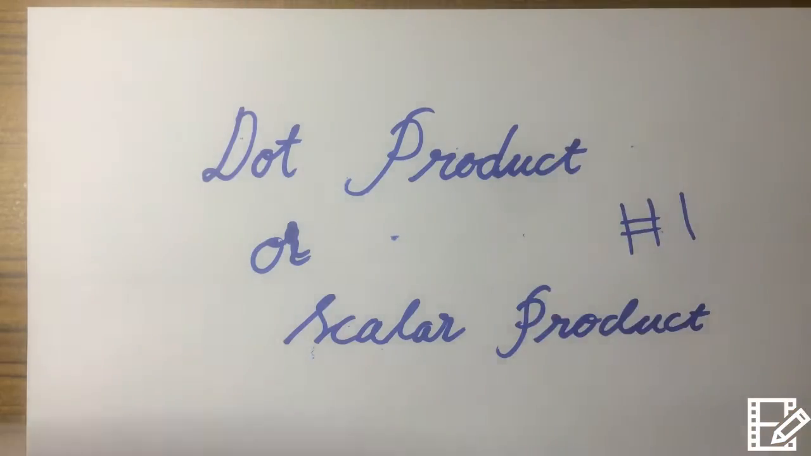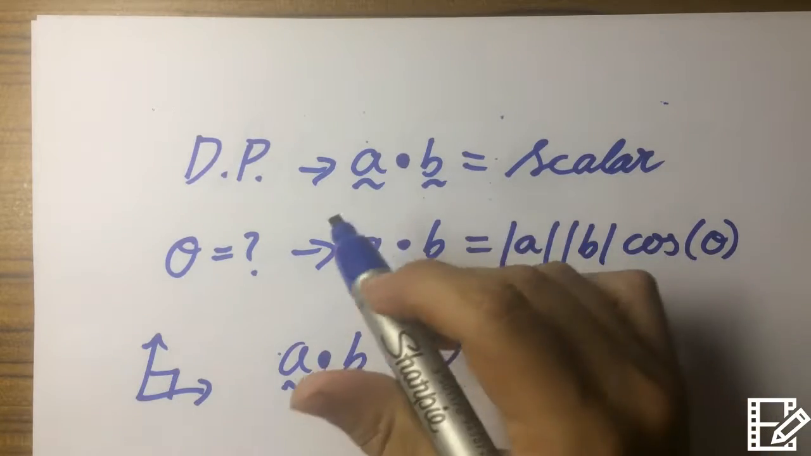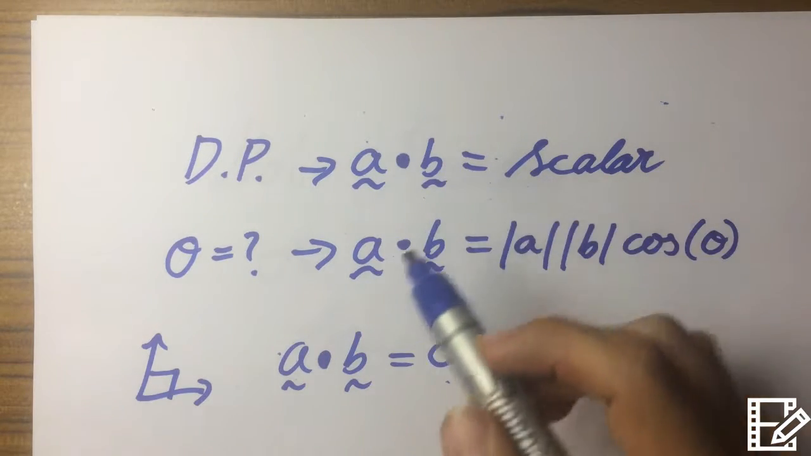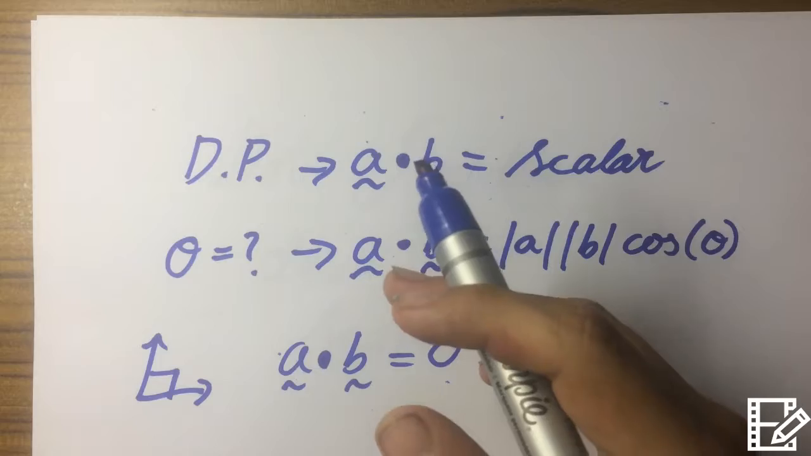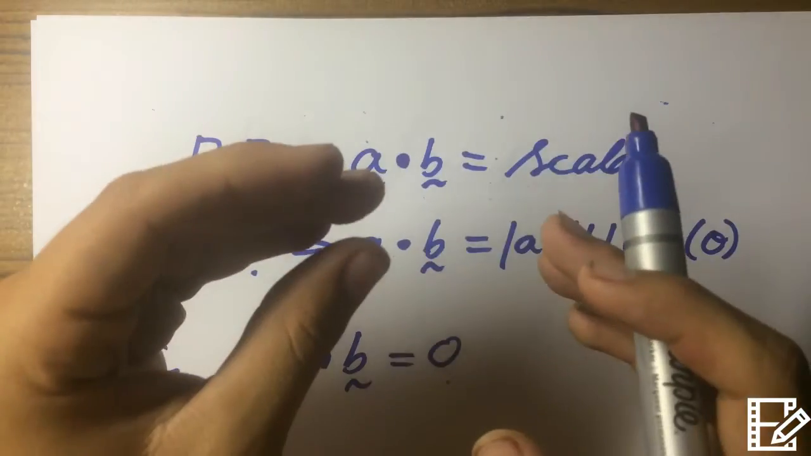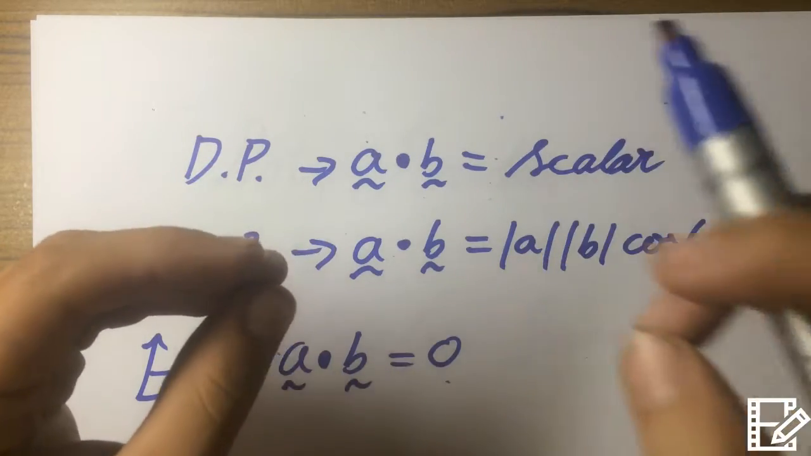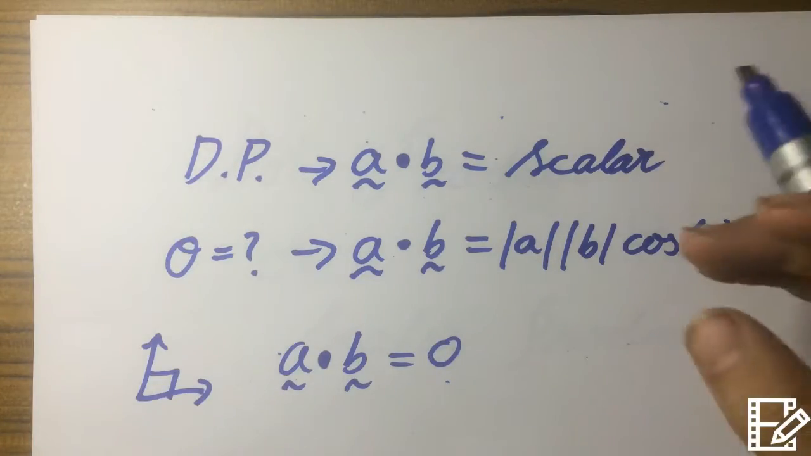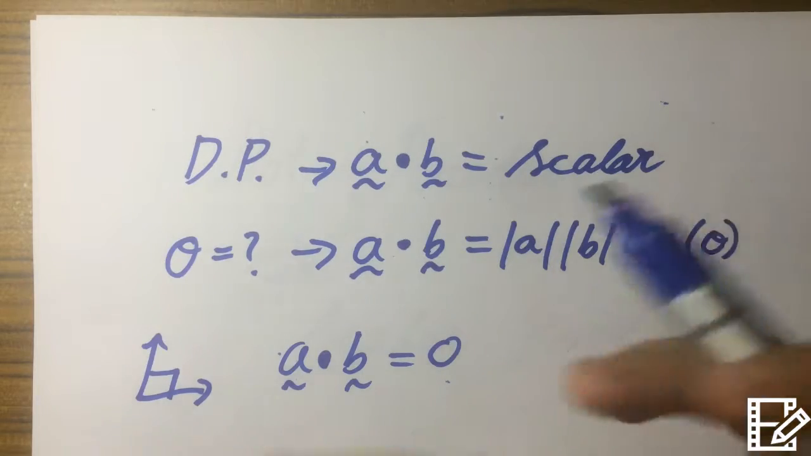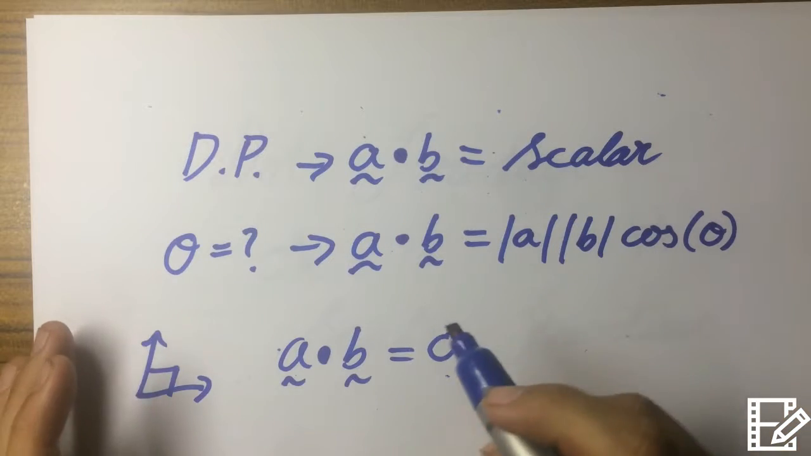So basically, to find the dot product, a dot b, you multiply the i components together and add it to the j components multiplied by each other, and then you add that to the k components if there are k components multiplied by each other, and I'll show you what that is. And we basically end up with a scalar value.